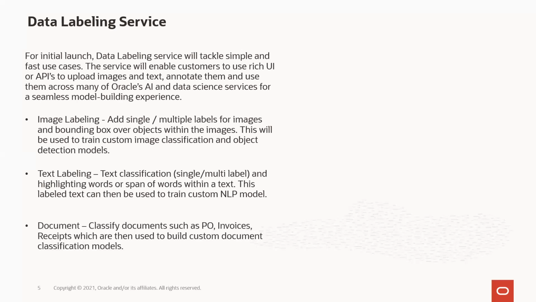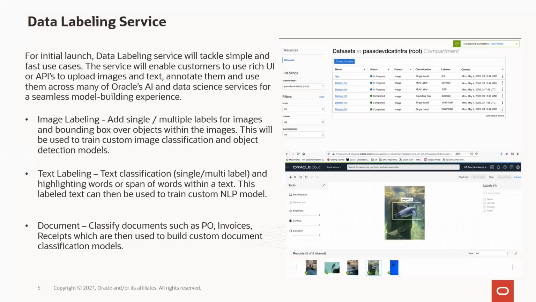Then lastly is documents. This is where you can classify documents such as purchase orders, invoices, and receipts, which are then used to build custom document classification models. As you can see, labeling is an important step in this workflow. As I said, initially we'll be focusing on simple and fast use cases where you can quickly do the annotation work and export the dataset to build AI/ML models.